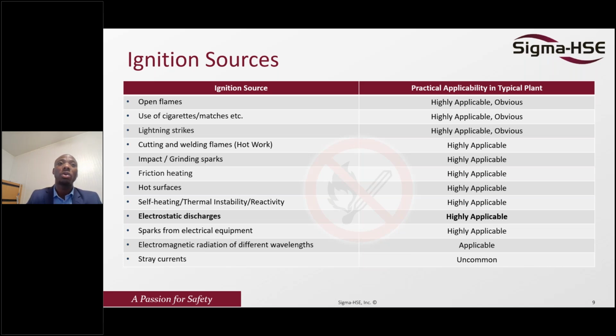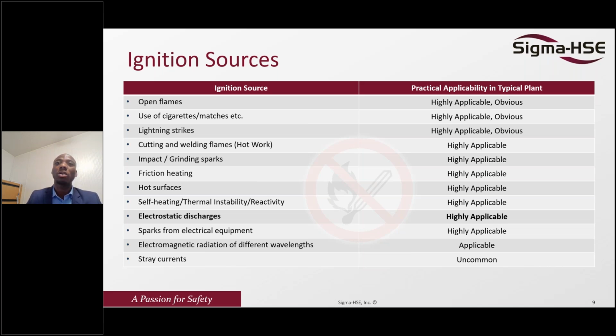And lightning strike: in case you handle any kind of material in maybe silos or bins or storage tanks, you need to have lightning protection. Cutting, welding, hot work permit according to NFPA 51. You have grinding impact, we have friction from bearings, hot surface from ovens and dryers. We also have self-heating or thermal instability or reactivity. For example, some materials can self-ignite without an ignition source. In this case, the energy generation is greater than the energy disposed, so you have heating of the system, which can self-ignite.